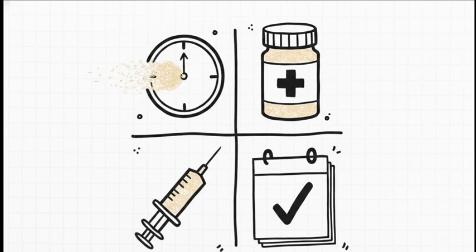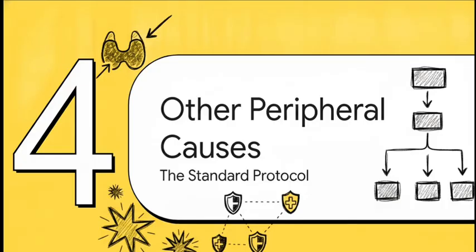Because the gland isn't synthesizing new hormone, synthesis inhibitors would be completely useless. You just manage the inflammation, you manage the pain, and you schedule a follow-up as those preformed hormones wash out of the patient's system. Which brings us to Section 4, treating other peripheral causes, or what we can call the standard protocol.